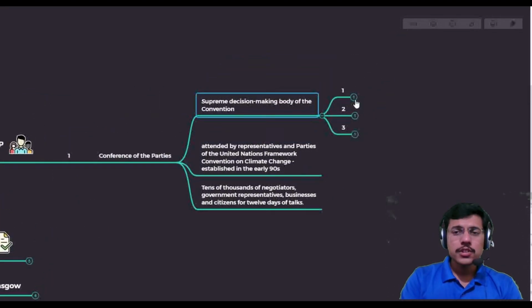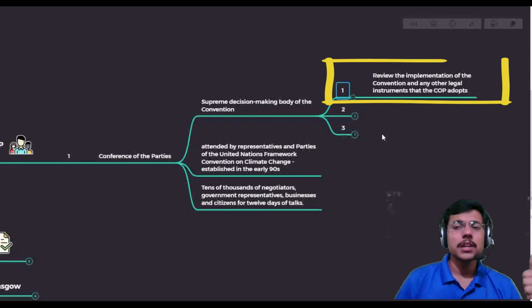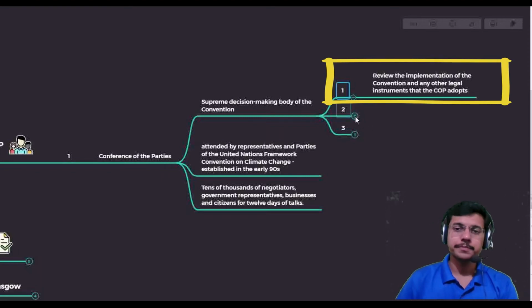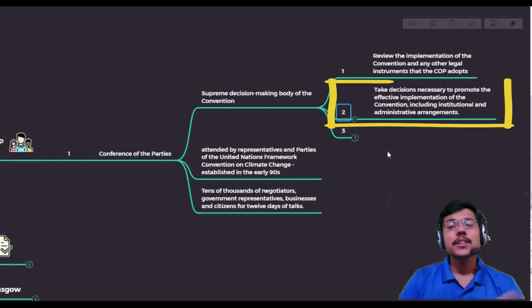So what is the function of this COP? Let's talk about the three functions. First is to review the implementation of the convention and any other legal instruments that the COP adopts. These are very important deliverables. Second is to take decisions necessary to promote the effective implementation of the convention.